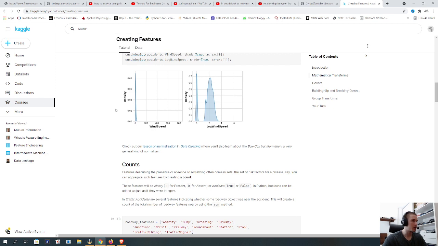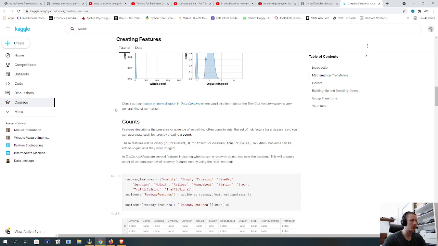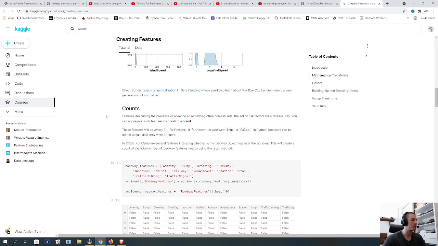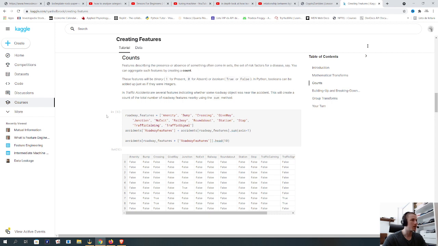Check out our lesson on normalization in data cleaning, where you also learn about the Box-Cox transformation, a very general kind of normalizer. Counts. Features describing the presence or absence of something often come in sets, like the set of risk factors for a disease. You can aggregate such features by creating a count. These features will be binary, 1 for present, 0 for absent, or Boolean true or false.